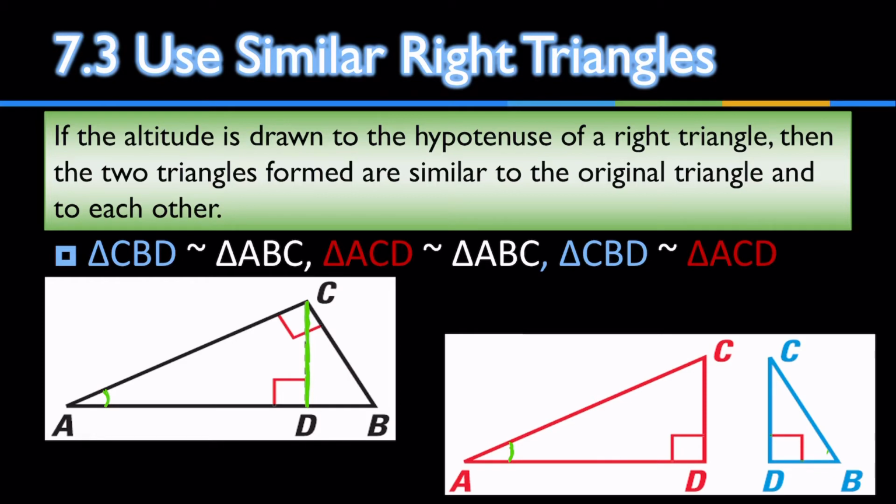And angle B here is congruent to angle B. So the blue triangle has two angles in common with the big triangle. And because they're both similar to the same triangle, we know they're similar to each other. We know those angles are like that.